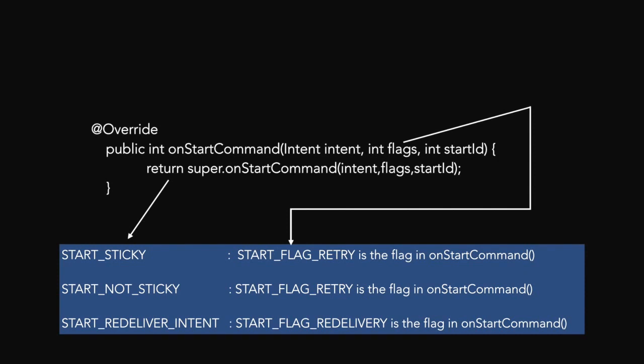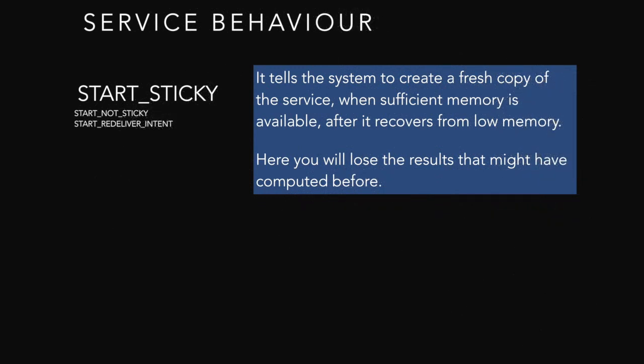So what is the meaning of all these return values? As I told you, if there is some resource crunch, the Android operating system will kill the app, which sometimes may use a service and sometimes may not. We are going to discuss the apps which use a service. Suppose onStartCommand returns START_STICKY. What is the meaning of that? It tells the system to create a new service when a sufficient amount of memory is available. When it becomes low on memory, your app will be closed immediately. So when there is sufficient memory for your app to run smoothly, it creates a fresh copy of the service. But remember, you will lose the results that might have been computed before.